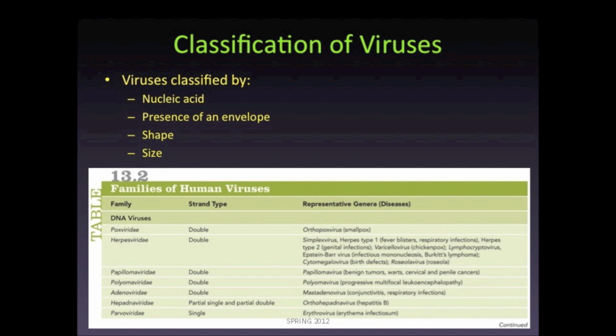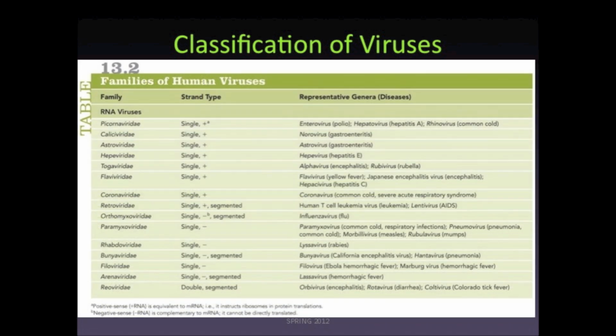Virologists classify viruses based on their nucleic acid type, capsid morphology, presence or absence of a lipid envelope, and the size of the virus. Table 13.2 lists some of the viruses that infect humans. Notice that the primary means of classification is nucleic acid type.